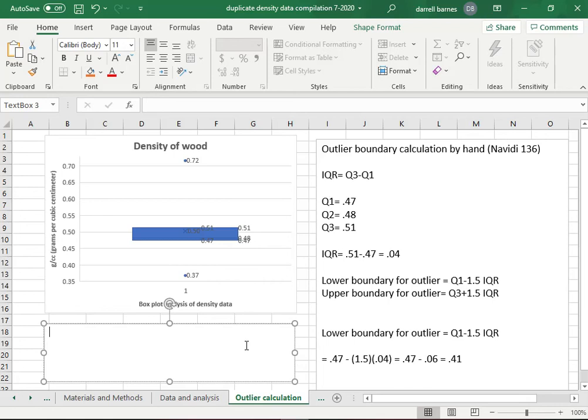All right, let's try to explain what this is all about. Outlier boundaries are important to determine whether all of the data in a calculation is appropriate. In other words, does it fit?